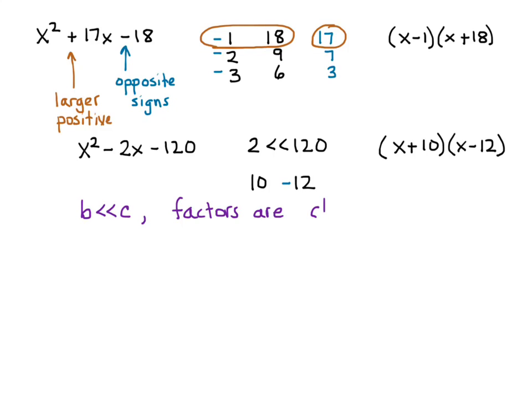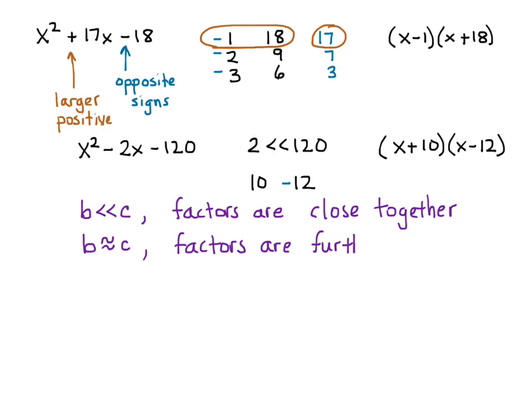Now he's on me. So if B is much smaller than C, the factors are close together. If B is approximately C, the factors are further apart. Just like we had up here, 17 is approximately 18, so these factors are far apart, 1 and 18. 2 is a much smaller number than 120, so we're going to expect the factors to be close together.